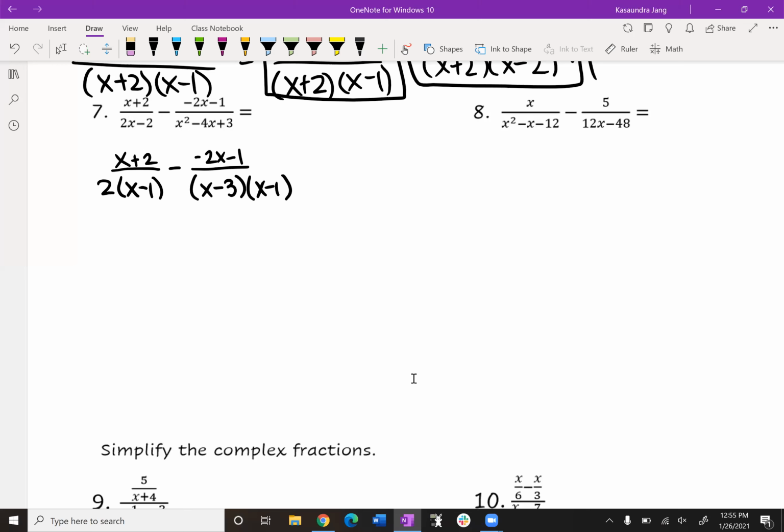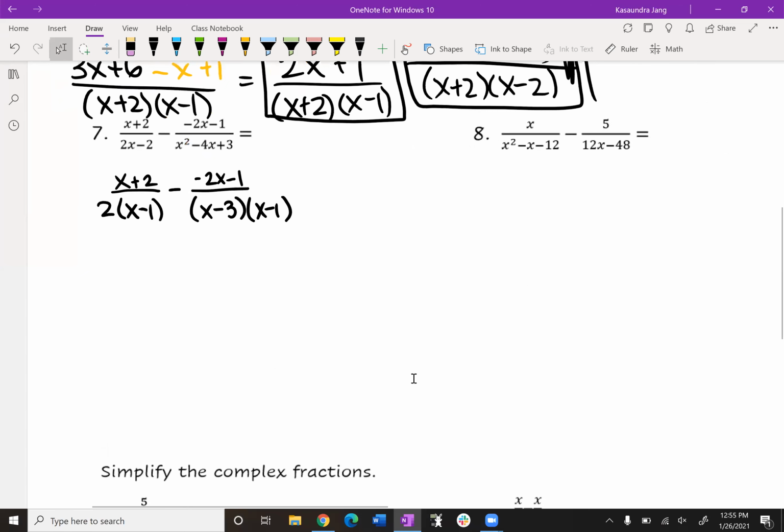And now, as far as my common denominator goes, it's kind of what I was doing up here. I'm looking at what I'm missing, basically. And then x minus 3. Oh, so 2 and the x minus 3. The x minus 1 is already the same in both denominators, so I don't really have to worry about that one. Gotta deal with the other factors.